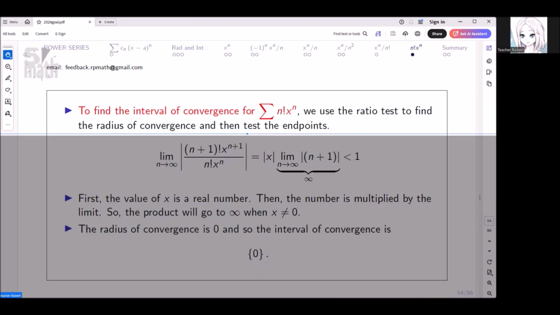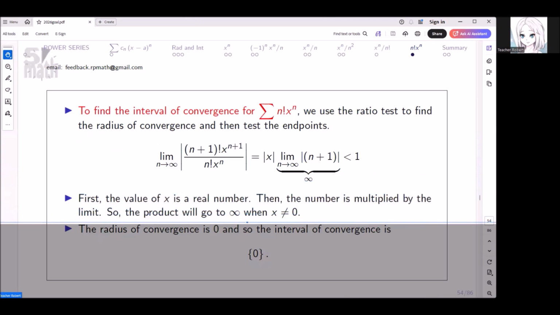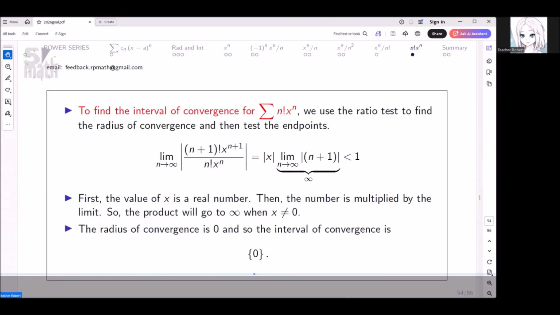To find the interval of convergence of this, we use the ratio test to find the radius of convergence and then test the endpoints. We have the following. First, the value of x is a real number. Then the number is multiplied by the limit. So the product will go to infinity when x doesn't equal 0. The radius of convergence is 0, and so the interval of convergence is 0.